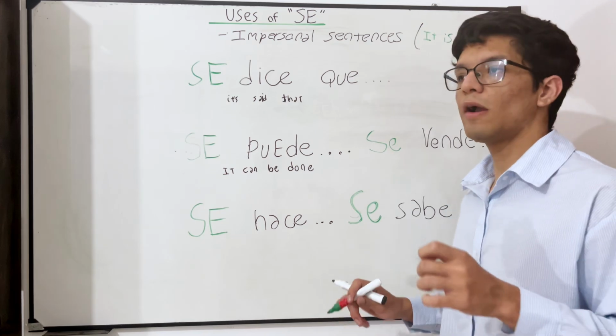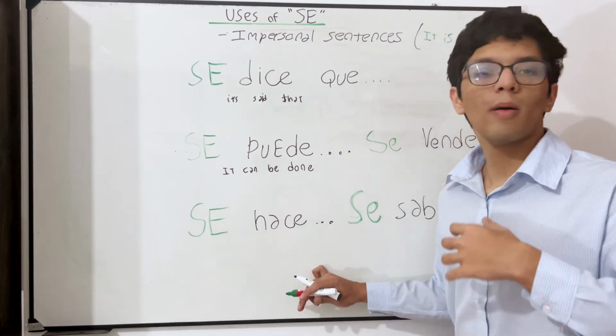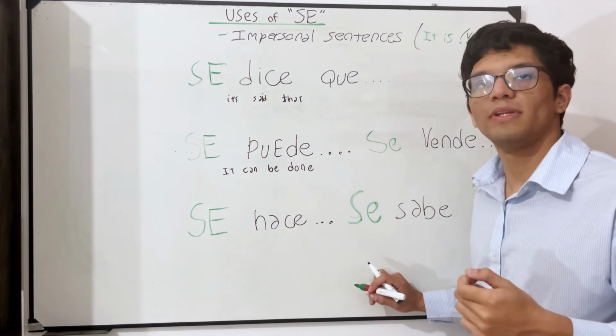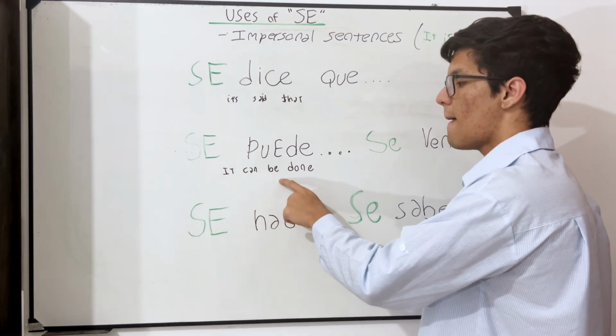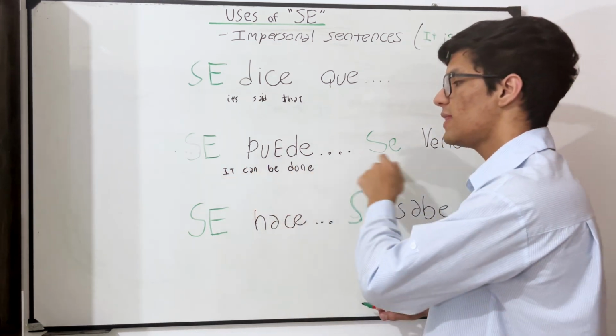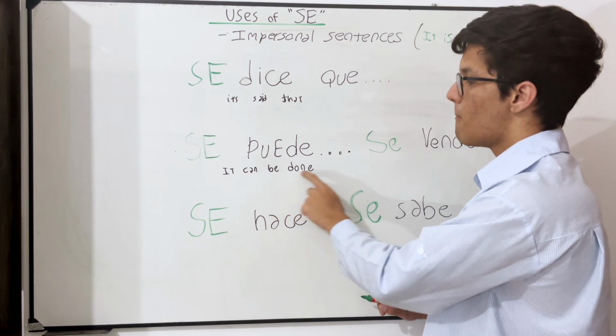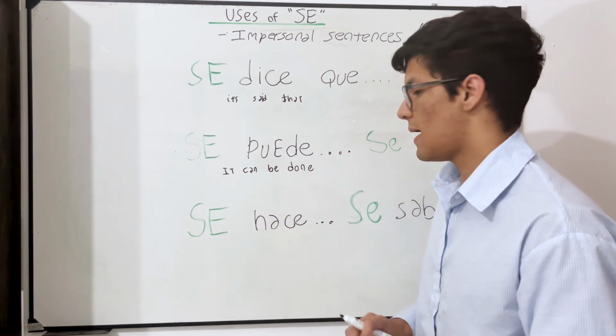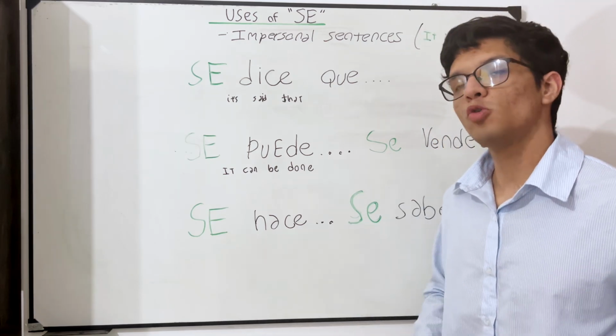Okay? Se puede. For example, let me show you another example. Acá se puede comprar mucha yerba mate. Here it can be bought. So in this case, you can say it can be bought a lot of yerba mate, okay? Se puede comprar. It can be bought, or it can be done. In this case, I'm using comprar, so it would be, it can be bought. Acá se puede comprar mucha yerba mate.